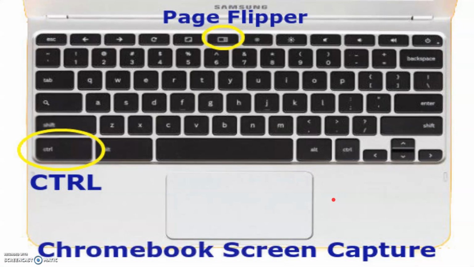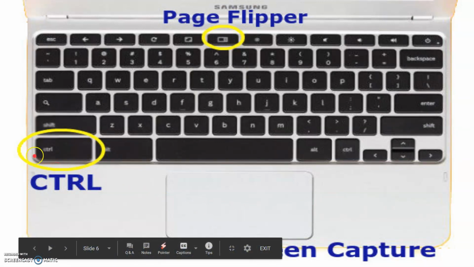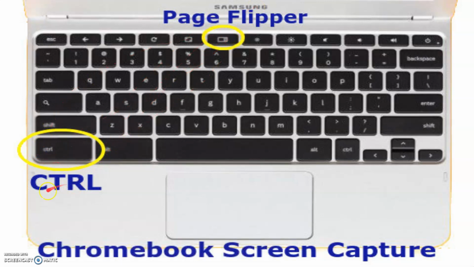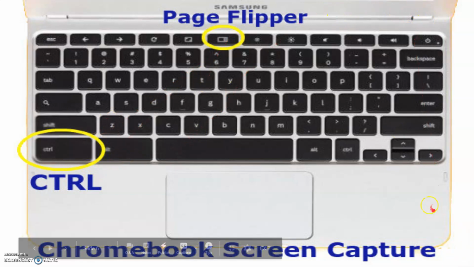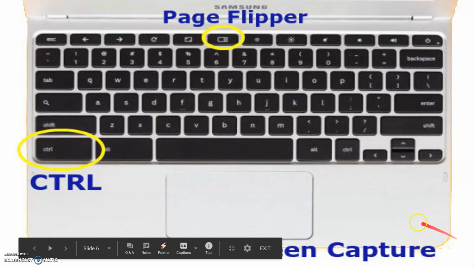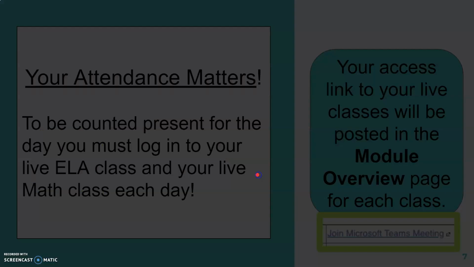How you take a screenshot on your Chromebook is a little different. So you click Control and then the page flipper button at the same time. Okay, that'll take a screenshot, and then you can see it in your lower right screen area over here. So you can click on it and save it and do whatever you need to do with it.